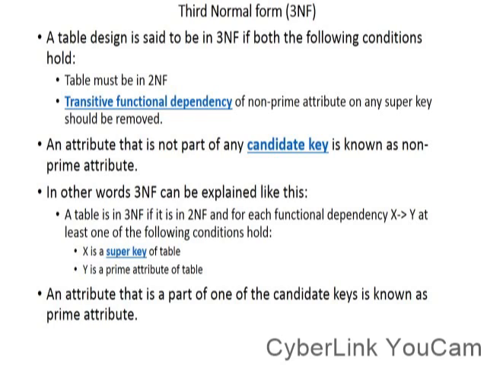An attribute that is not part of any candidate key is known as a non-prime attribute. In other words, a table is in third normal form if it is in second normal form, and for each functional dependency, suppose X determines Y, at least one of the following conditions holds: X is a super key of the table, or Y is a prime attribute of the table. Here is one more term, prime attribute: an attribute that is part of one of the candidate keys is known as a prime attribute.